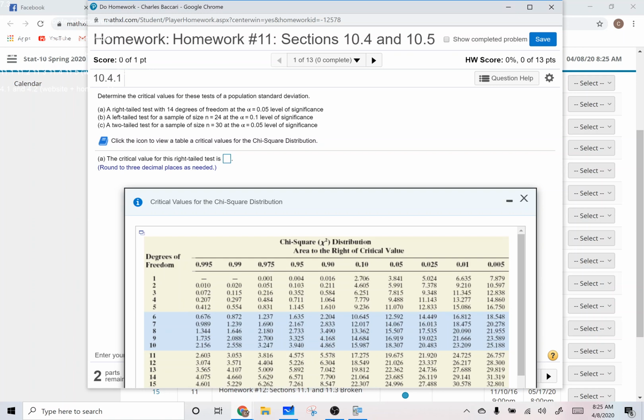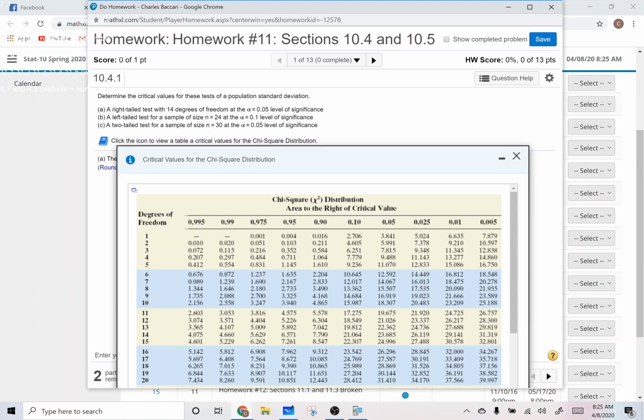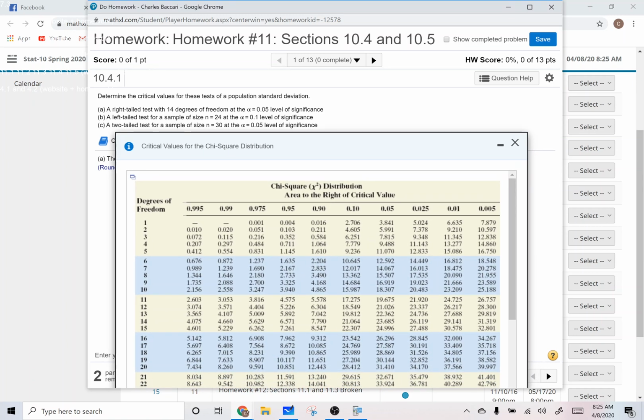For part B, it gives you alpha as 0.1. It's a left-tailed test. Because it's left-tailed, you have to do the complement because this table is for a right-tailed test. So it says area to the right. So we're going to do 1 minus 0.05, which is 0.95. That's this one. And n is 24, so we use 23 degrees of freedom, one less.